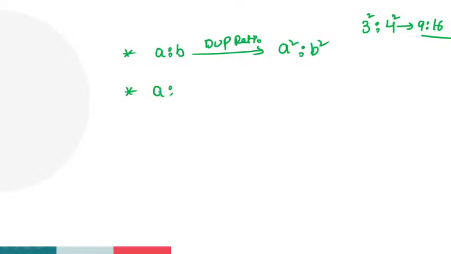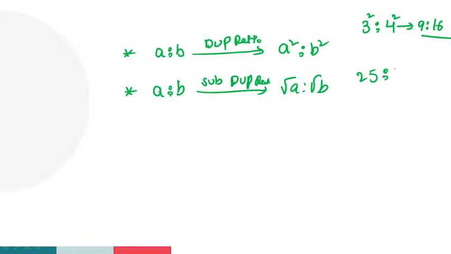For A is to B, the subduplicate ratio is root of A is to root of B, guys. For example, 25 is to 36. The subduplicate ratio is root of 25 is to root of 36, then 5 is to 6. So that is the subduplicate ratio.